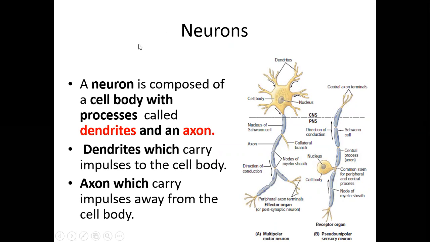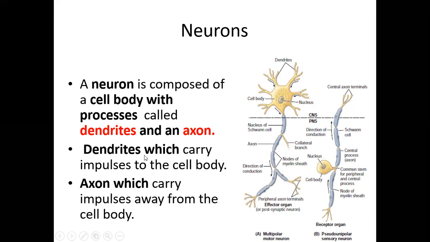A neuron is composed of a cell body with processes called dendrites and axons. If you can see here, this whole thing is a neuron. This is the cell body of the neuron. Inside we have the nucleus, and there are processes. These are called dendrites. And a single long process is called the axon. So the axon is the long process, and the dendrites are the short processes.